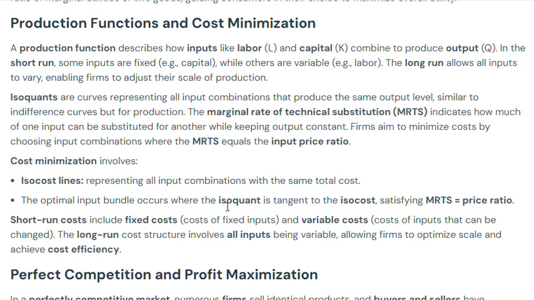Isoquants are curves representing all input combinations that produce the same output level, similar to indifference curves but for production. The marginal rate of technical substitution, which is MRTS, indicates how much of one input can be substituted for another while keeping output constant. Firms aim to minimize costs by choosing input combinations where the MRTS equals the input price ratio.